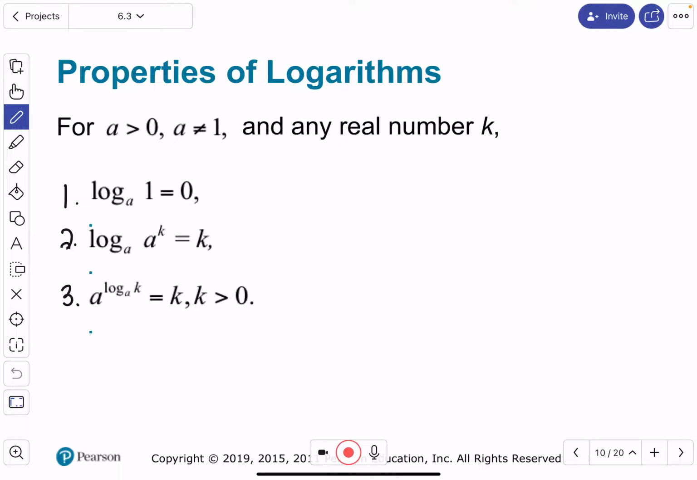Properties of logs. If you're taking the log of 1, it always equals 0. And if we think about that as our inverse, we'd write a to the 0 equals 1. Always true. Anything to the 0 is always 1. Then we were just talking about that. The base and the exponent cancel out if they're the same. And it works the same this way. But because of that, k has to be greater than 0. Because negative exponents do all that. So logs, you can't take the log of 0. It's always greater than 0.